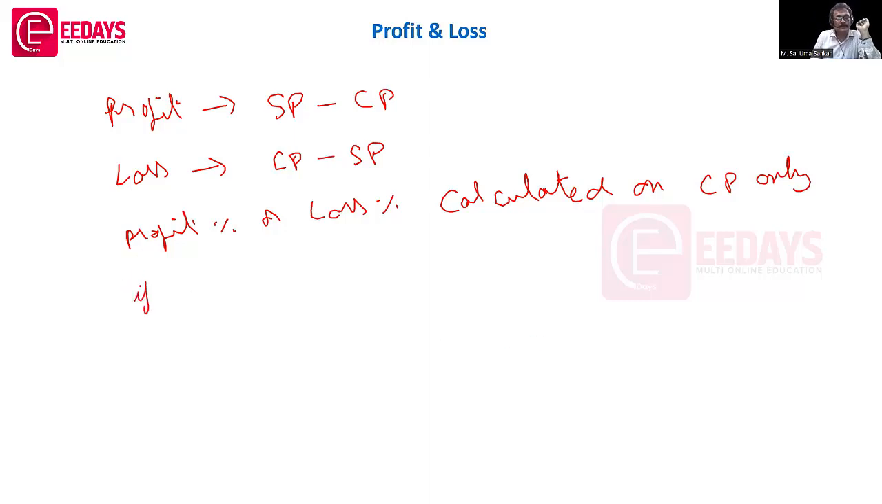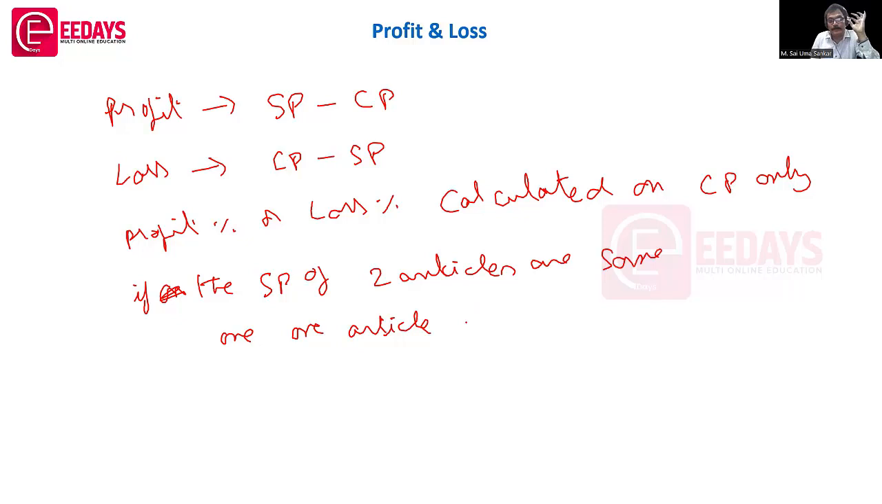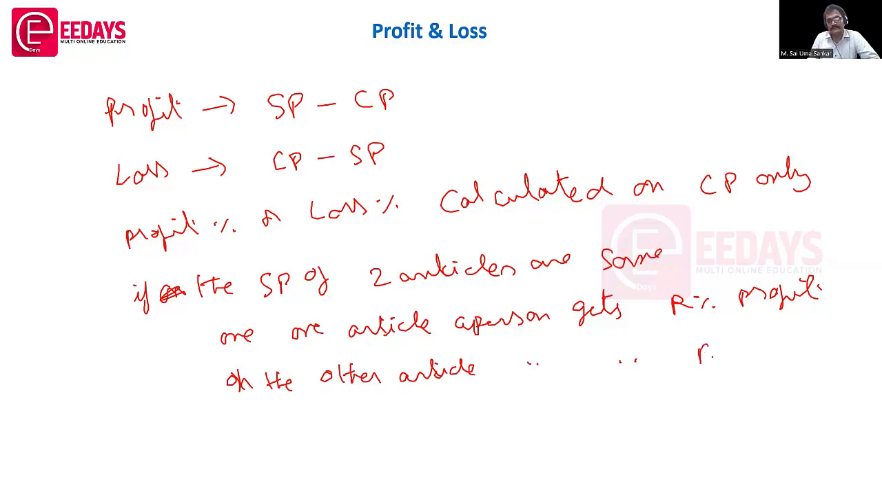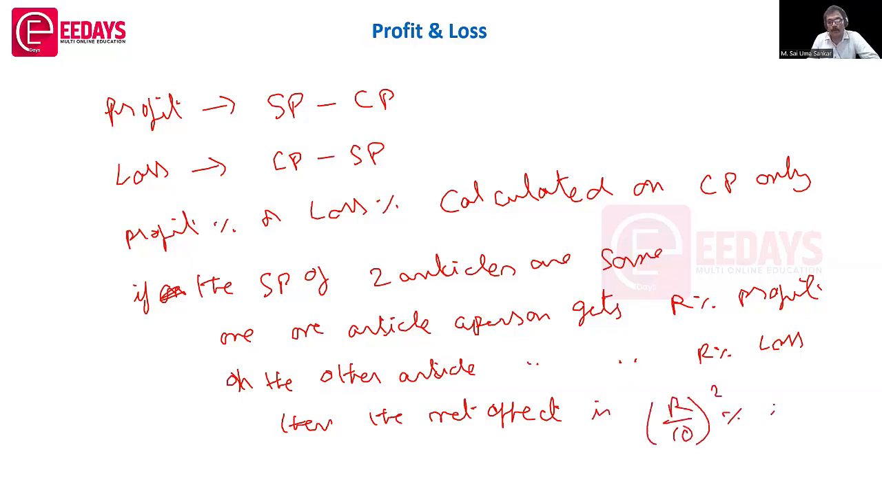Next, if the selling price of two articles is the same, then on one article a person gets R% profit, and on the other article that person gets R% loss, then the net effect is (R by 10) whole square percent, always loss.